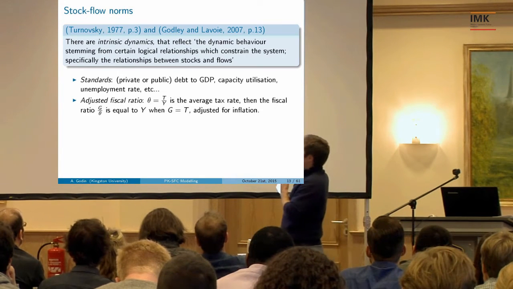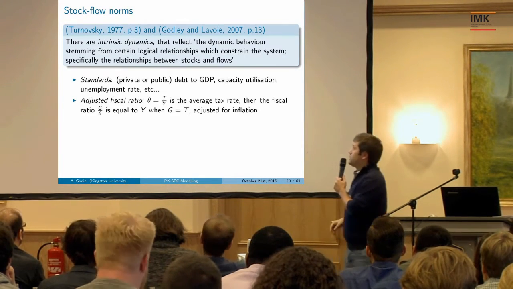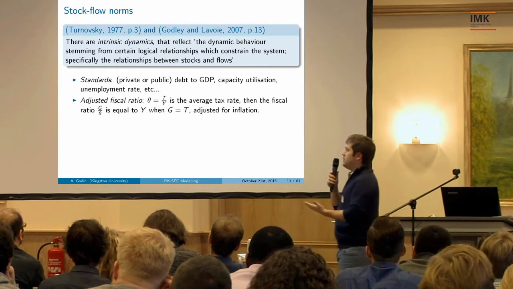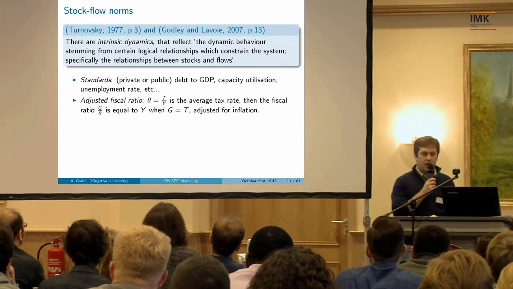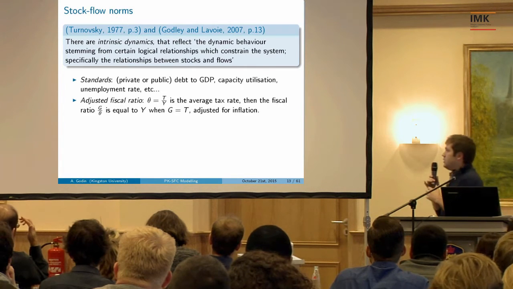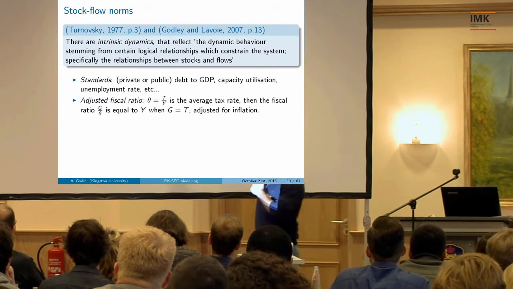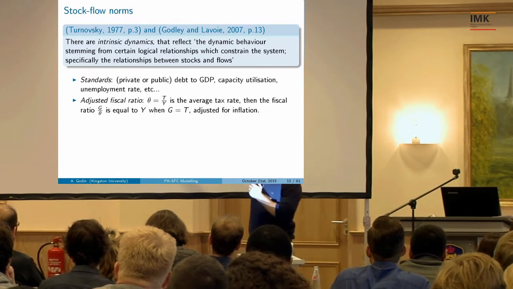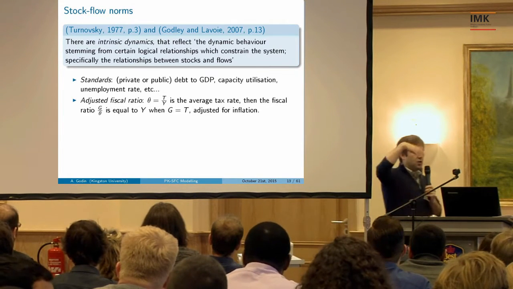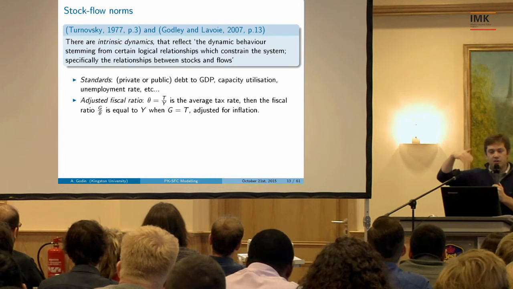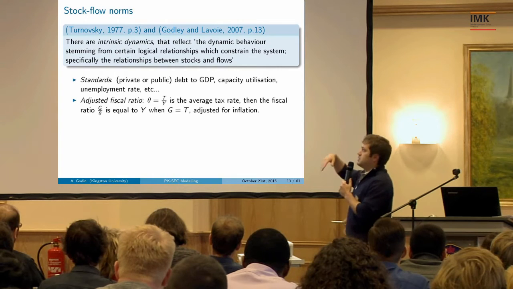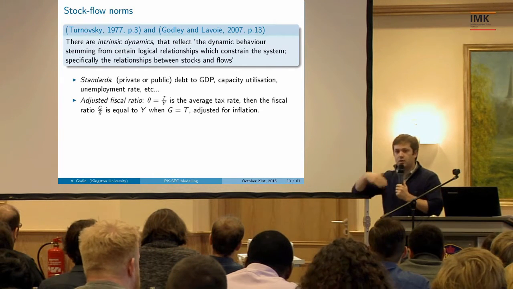If you define theta as being the average tax rate, then the fiscal ratio, which is G over theta, is equal to GDP when government are running no deficit and no surplus. Okay? So you can look at how G over theta is moving and compare it with the dynamics of GDP. If G over theta is above GDP for a long time, that means the government is running a deficit. If, on the other hand, G over theta is below GDP for a long time, the government is running a surplus.